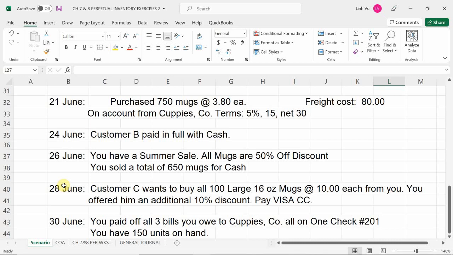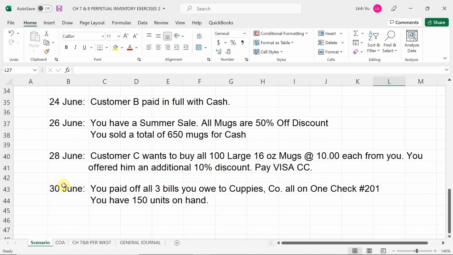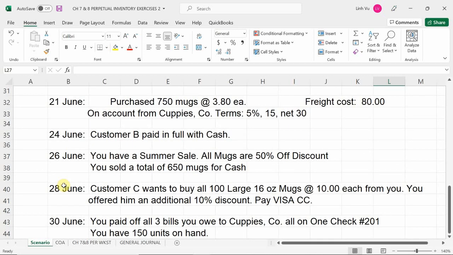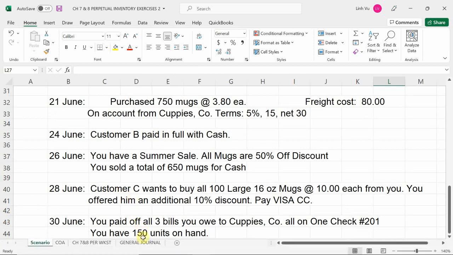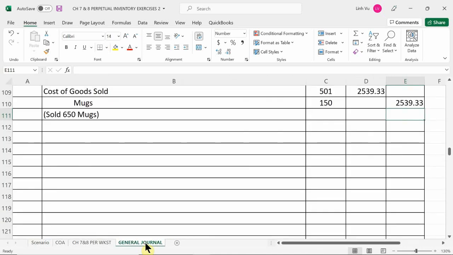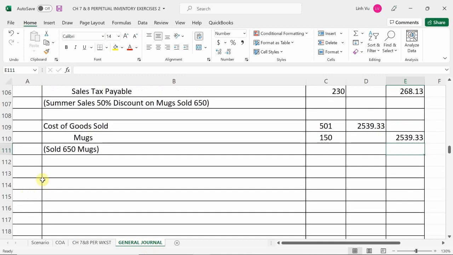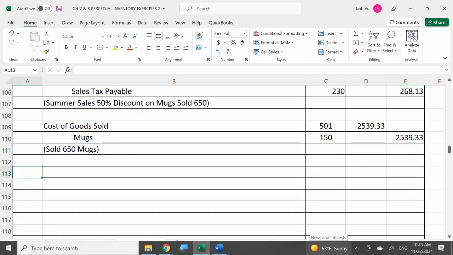All right. So how are we going to do this? We're going to go to our journal first because we sold, right? We sold 100 mugs at $10 each. However, we gave a 10% discount immediately because they got rid of the inventory that we didn't want. They paid with a Visa credit card.